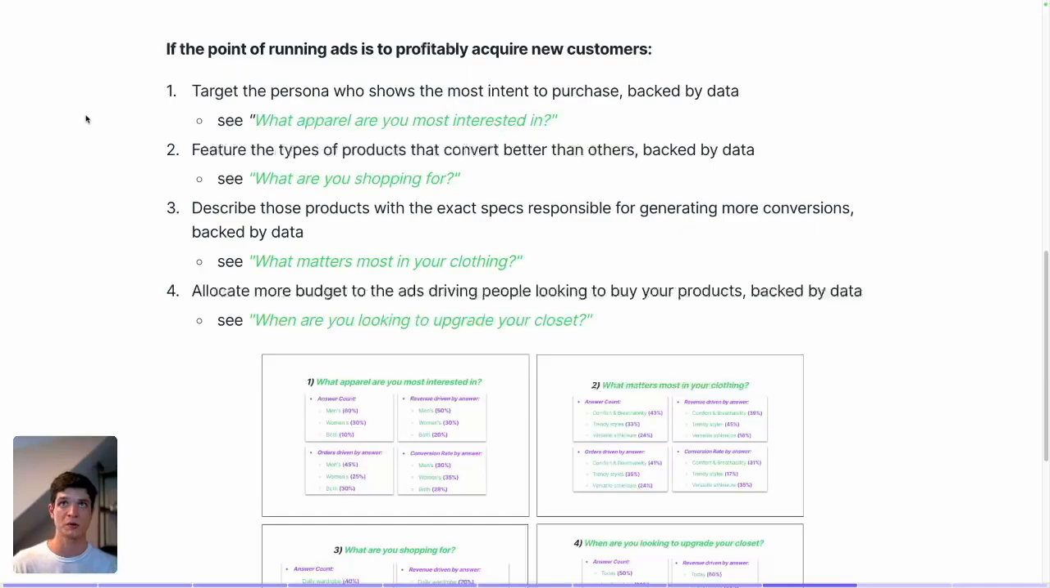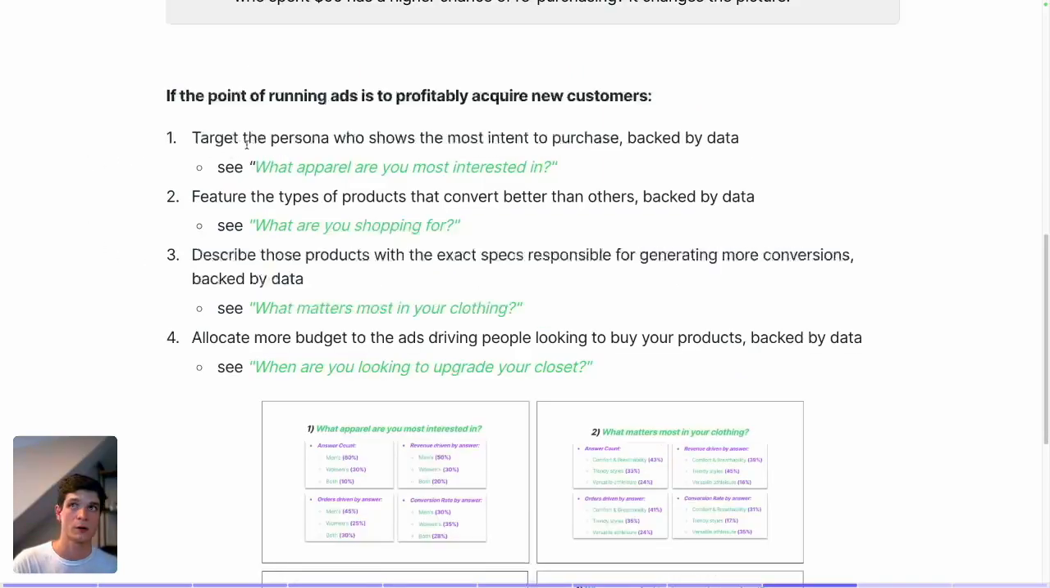We'd want to target the persona who shows the most intent to purchase. We'd want to show those people the types of products that convert the best. We'd want to describe those products with the exact specs and product features responsible for generating more conversions than others, and to allocate more budget to the ads driving people looking to buy your products.